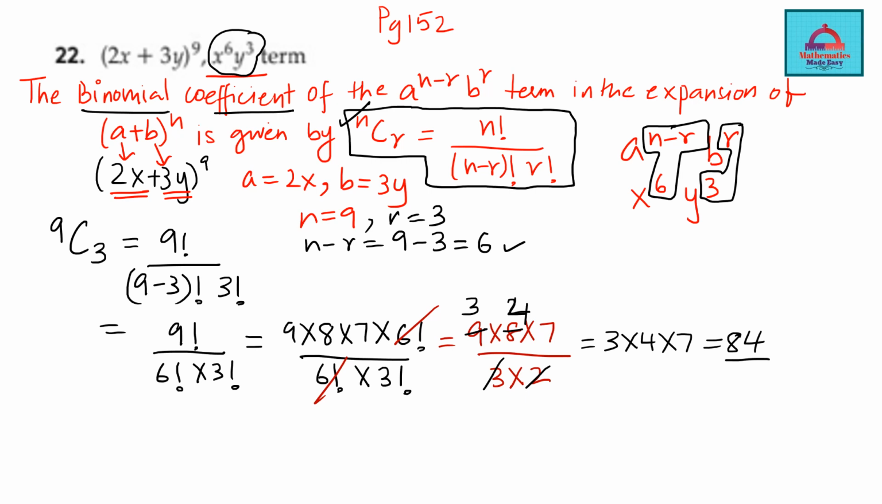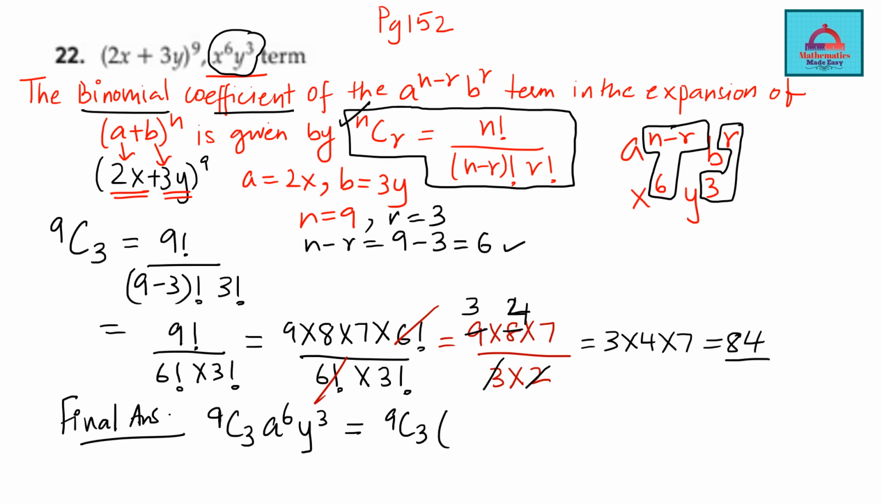For the final answer, one extra step is involved. What is that step? It is 9C3 a to the power 6 b to the power 3. Now how much was your first term a? Let's substitute. 9C3, a is, we have got it here, 2x, b is 3y. So we are just putting the values: (2x) to the power 6 and (3y) to the power 3.